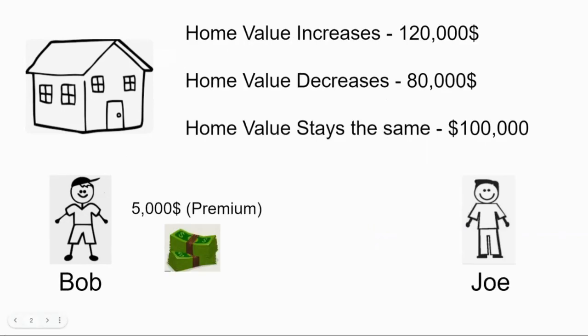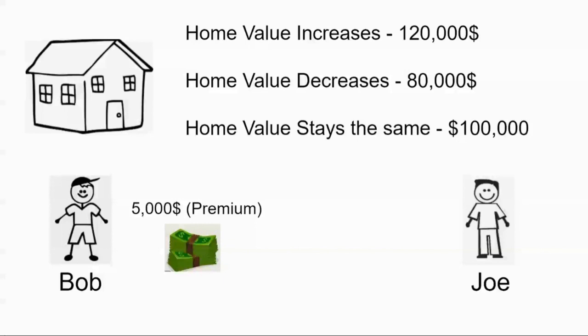So a few things can happen. Joe could be right and the value of the house increases. Let's say at the end of the 3 months the value of the house is worth $120,000. This is called having your contract be in the money. The stock price is above the strike price. Or in this case, the value of the house at the end of the 3 months is above the agreed upon purchase price, the $100,000.